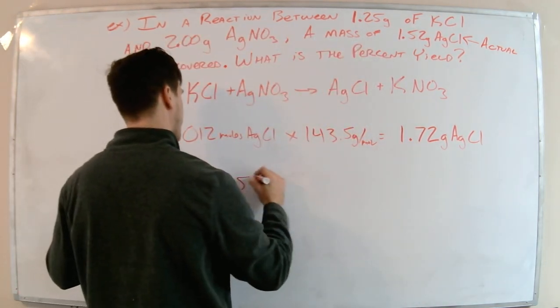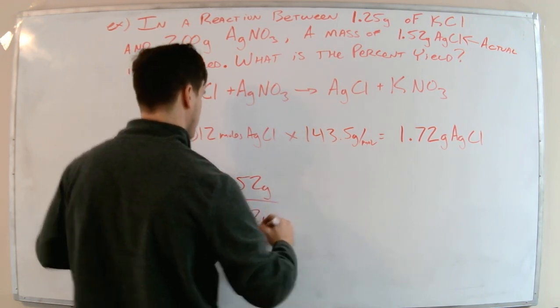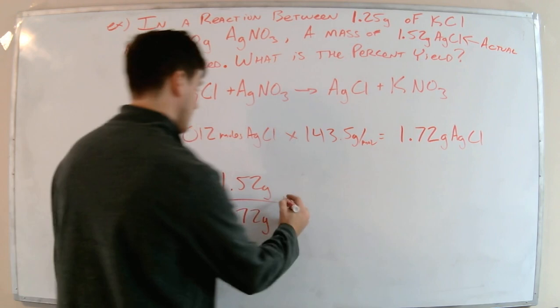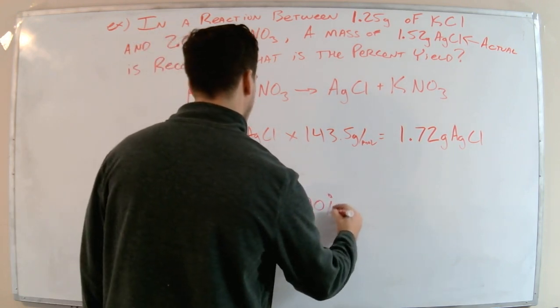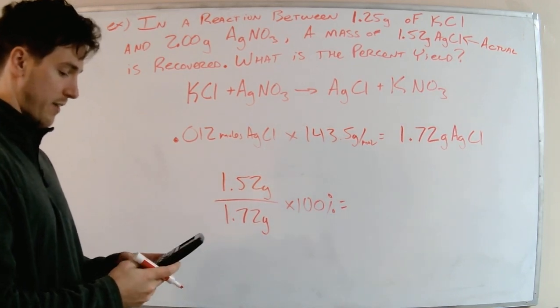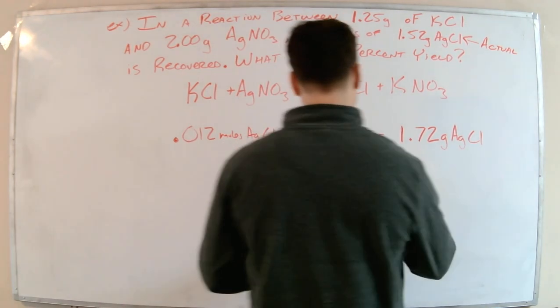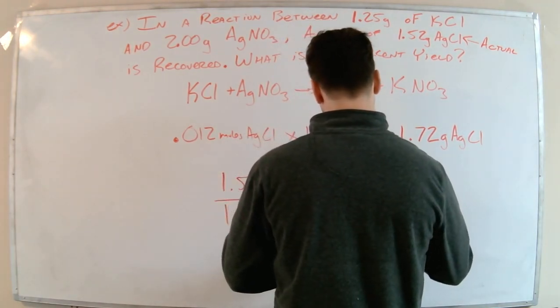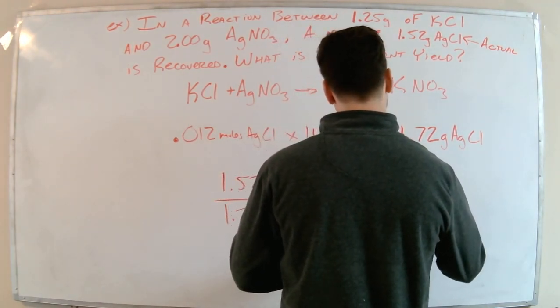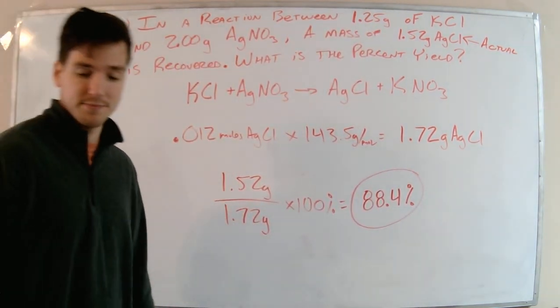We got 1.52 grams of AgCl over our theoretical of 1.72 grams of AgCl. We times them by 100% because this is percent yield, not fraction yield. So 1.52 divided by 1.72 times 100, you'll get 88.4% recovered. Not bad. Okay.